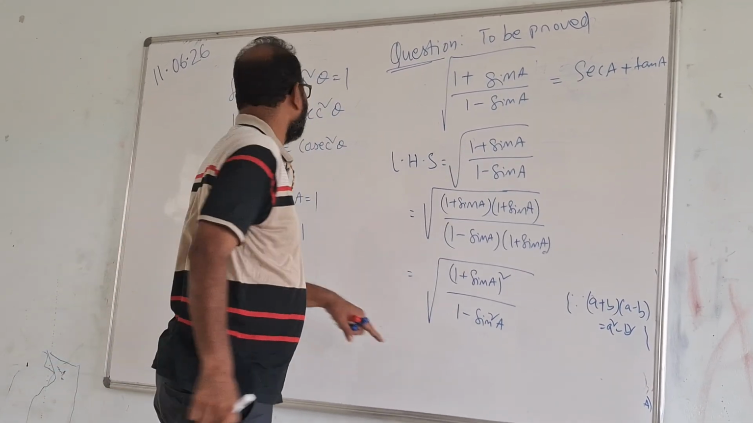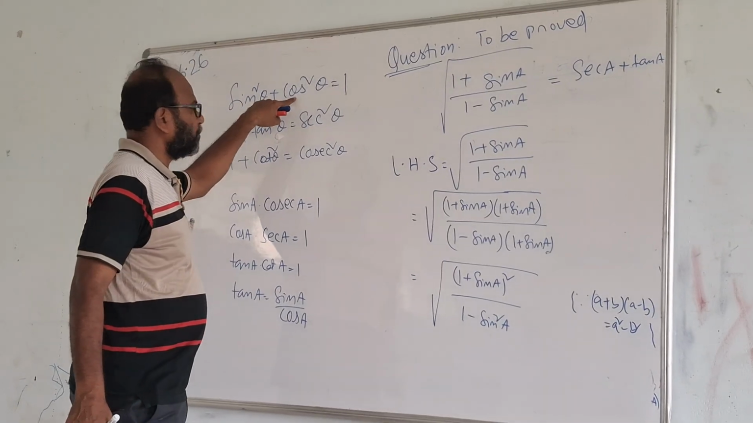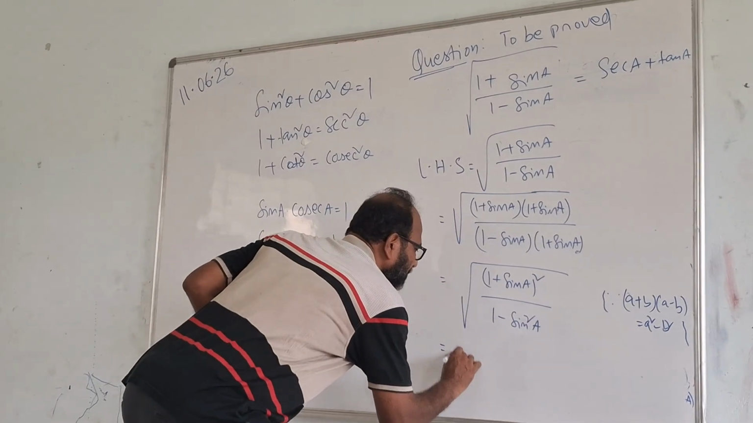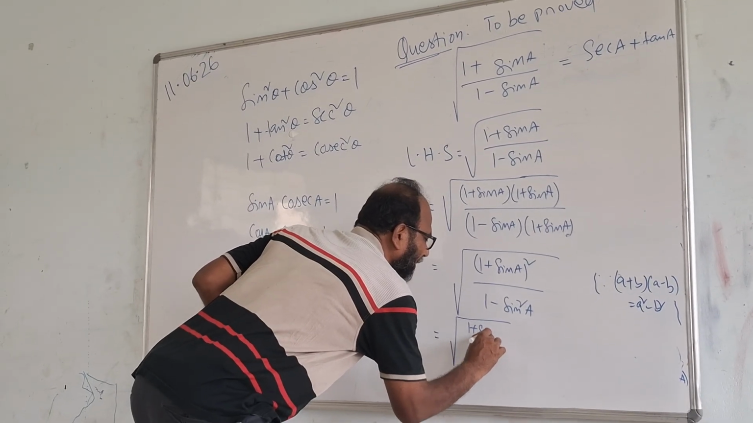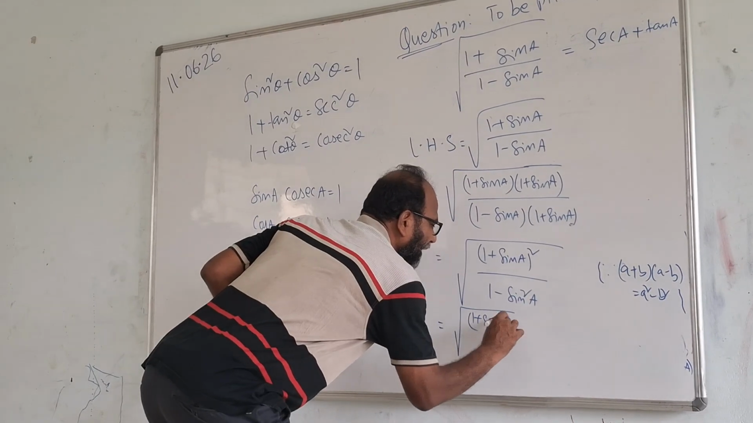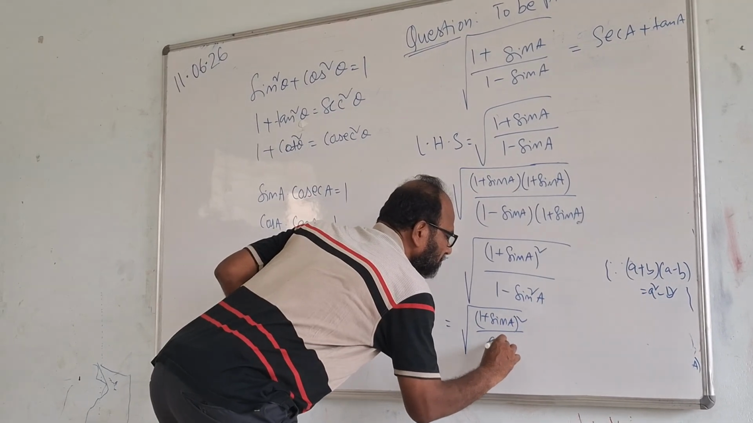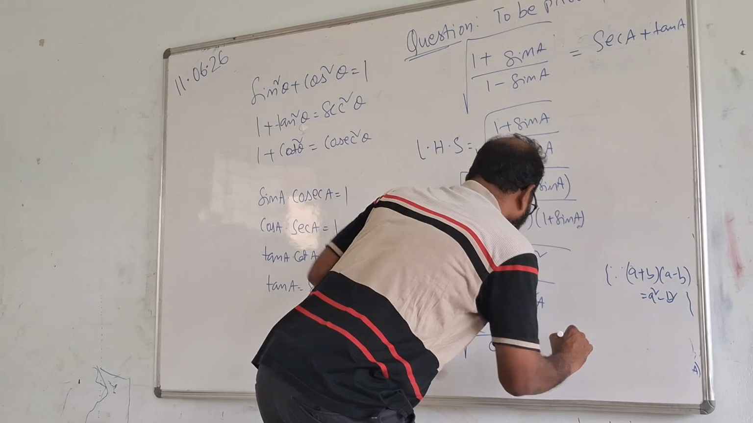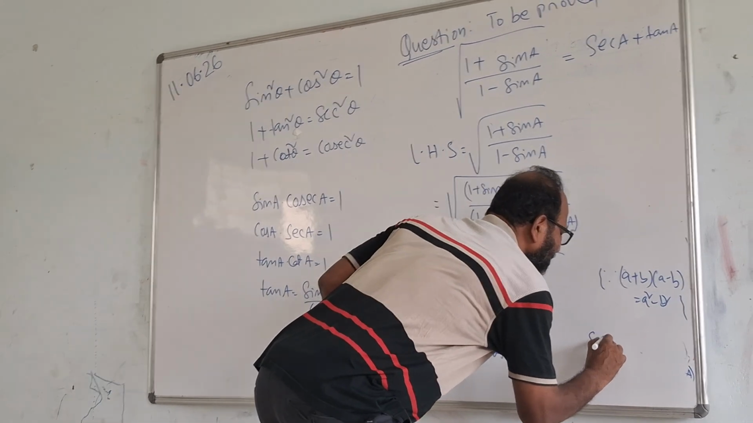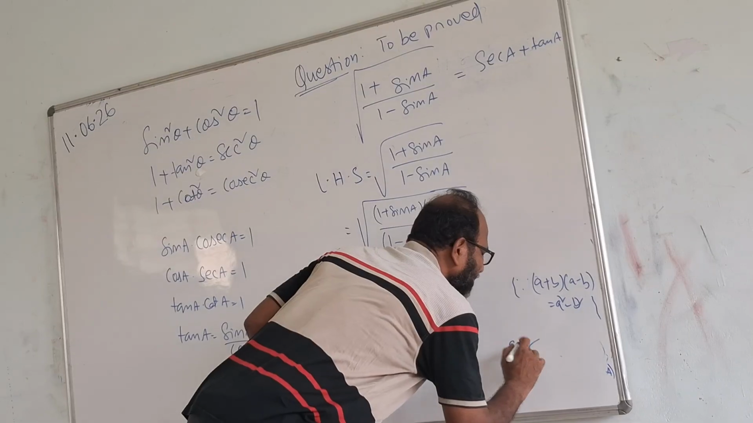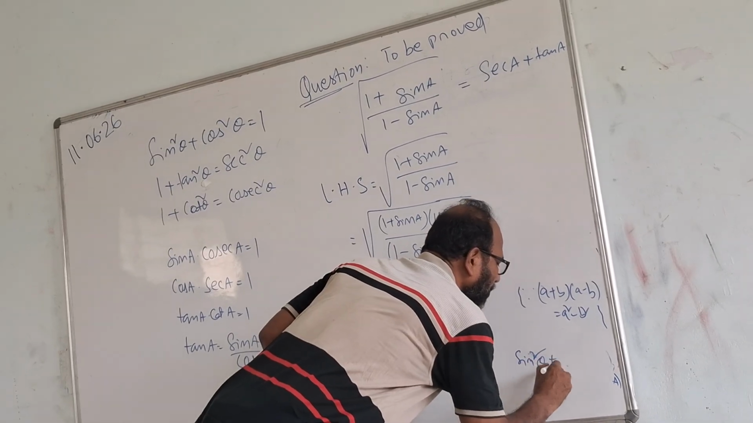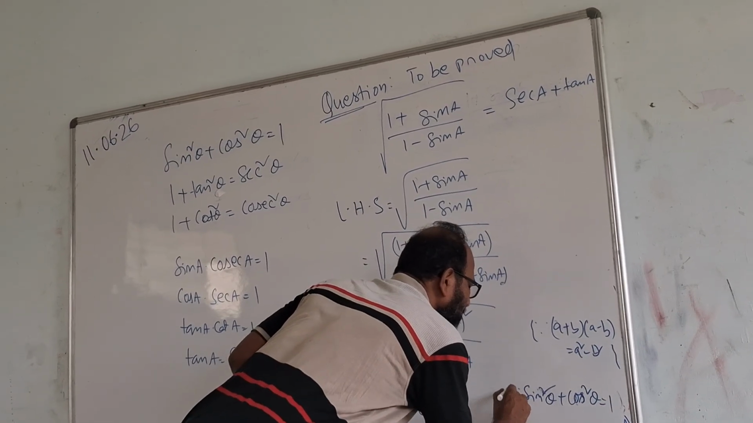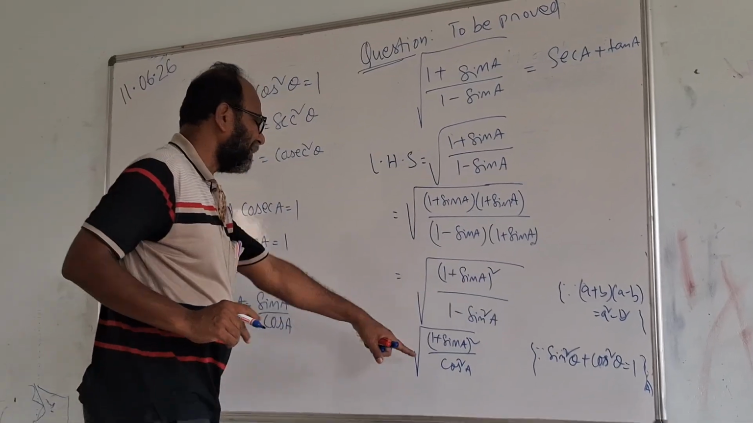1 minus sin square a is equal to cos square a, because sin square theta plus cos square theta is equal to 1. So 1 minus sin square theta is equal to cos square theta. So you will have 1 plus sin a whole square by cos square a. Here you have used the identity sin square theta plus cos square theta is equal to 1. So you have used that identity here.